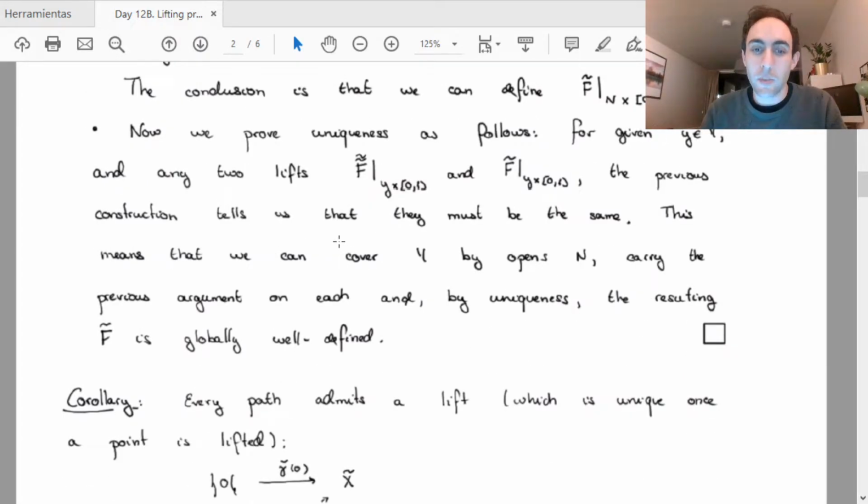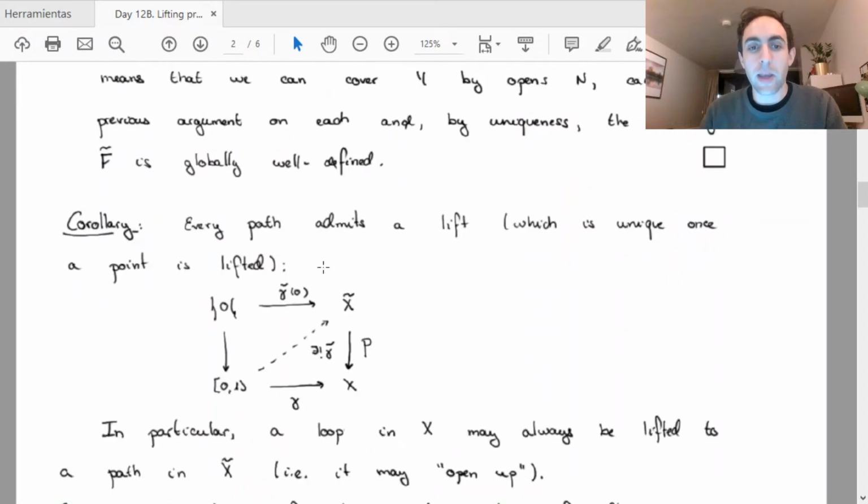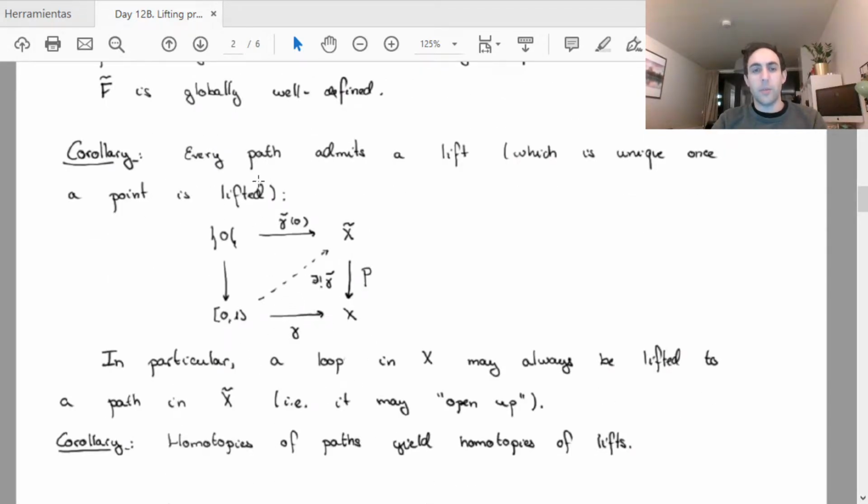So out of this statement, we can get some nice corollaries. The first one is about paths. If I take y to be just a point, then what the statement says is, if I'm given a path into X, and I'm given already a way of lifting its initial point, which I denote by gamma tilde of 0, then in fact I know how to lift the whole path. And therefore I have a unique gamma tilde lifting gamma.